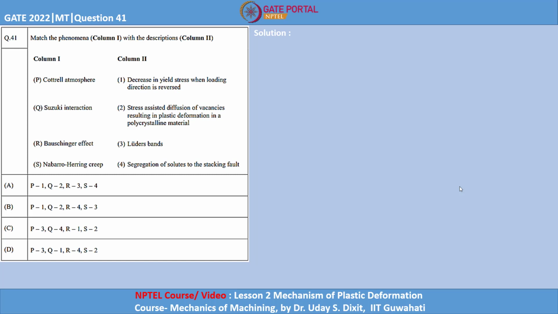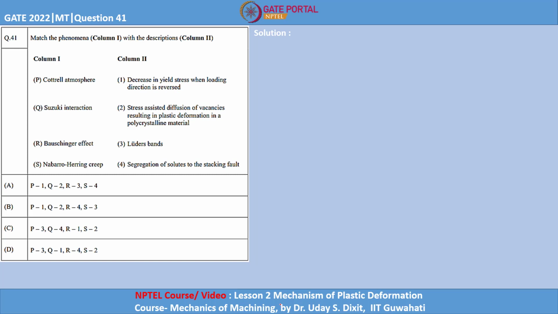So this is question number 41 of GATE 2022 Metallurgical Engineering. We have to match column 1 to column 2. In column 1 some terms are given, and in column 2 explanations of those terms are mentioned, and we have to match them. If you want to understand the concepts related to this question in more detail, you can refer to the lecture which I have mentioned in the reference section.